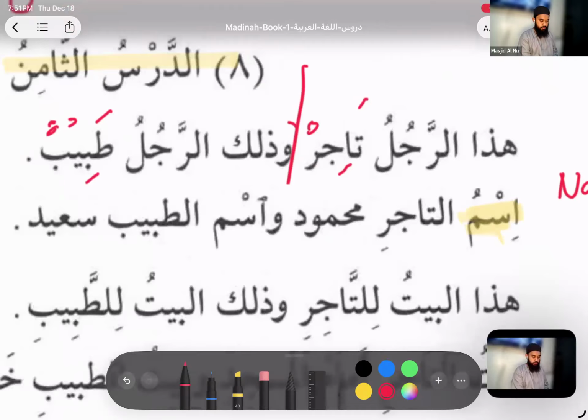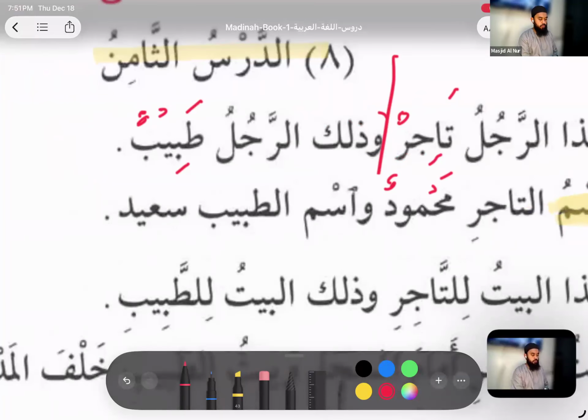Read the whole thing first. No. Who's right behind you on your left? Mahmoud, you've got to say the vowels. Mahmoudun. Mahmoudun, yes. Wasmut.